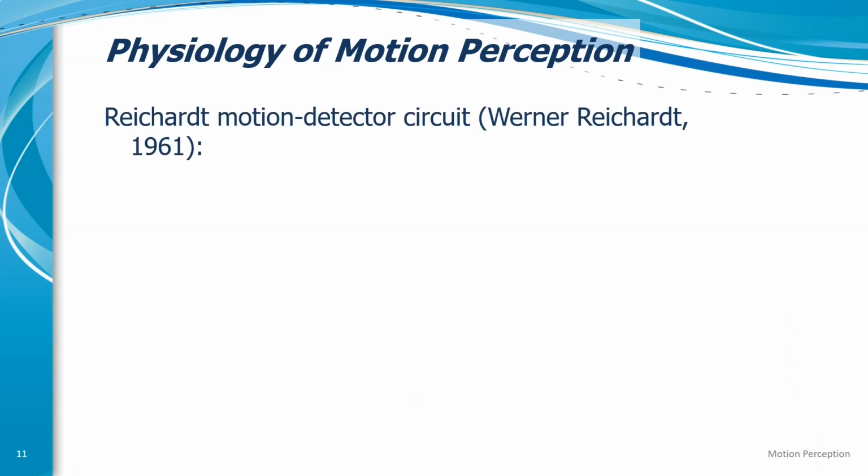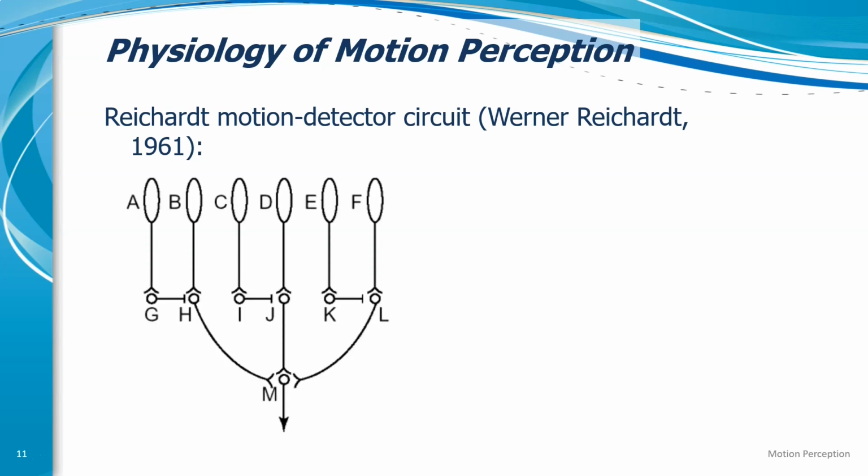Now we can go from the brain and try to go to a lower level. Now the brain is not detecting motion, probably. It's probably being detected in the eye. But motion isn't the same thing as color. How does motion actually get detected? Now there have been a number of proposals over the years. This is one of the best, proposed by Werner Reichardt, and it's called the Reichardt Motion Detector Circuit.